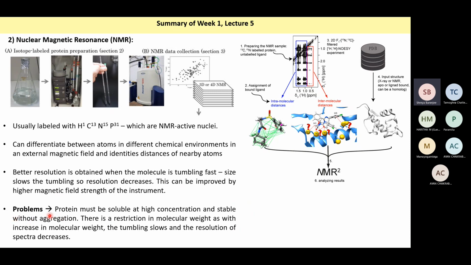So the problems with NMR are shown here. Firstly, the protein must be soluble at a high concentration and stable without aggregation. And as I said, there is a restriction on the molecular weight, because with an increase in the molecular weight, the tumbling slows and the resolution of the NMR spectra decreases.